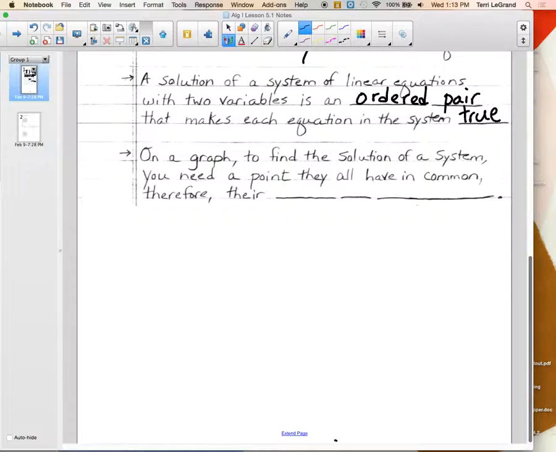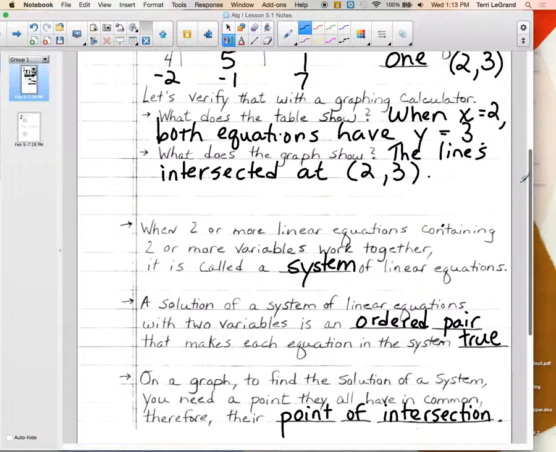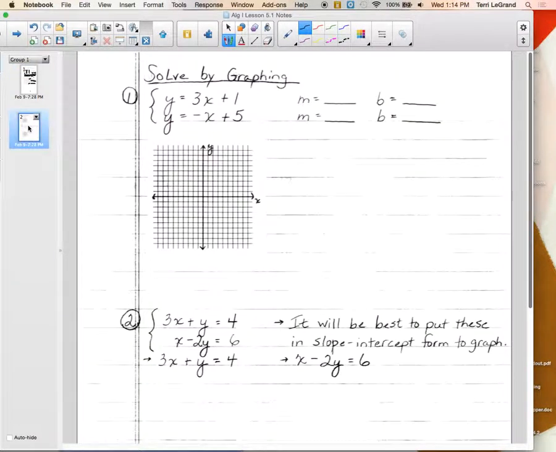And when we're doing it on a graph, we need to find the point that they all have in common, therefore their point of intersection. Just like our graph just supported, where were they intersecting each other? That gives us our solution for our system without having to make a table. So any of this you want to go back and talk about? Okay, then let's go to the back side and let's practice solving by graphing.